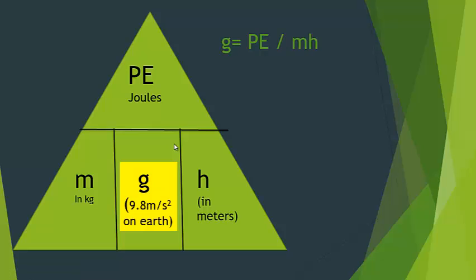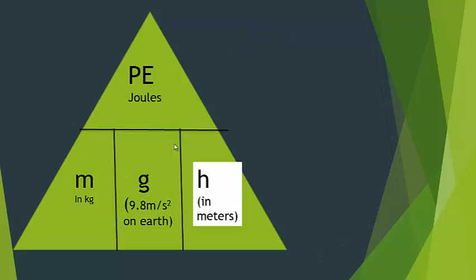So as you can see, this formula triangle is a great way to figure out how to rework our formula depending on what we're solving for. And again, we'll see it one more time with height. So if we were looking for height, we'd be looking at potential energy divided by mass times gravity. And that's what we have here.